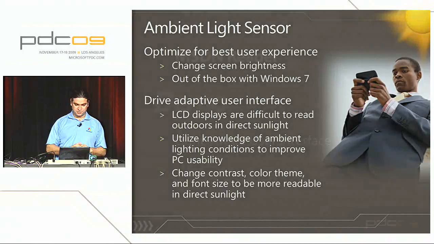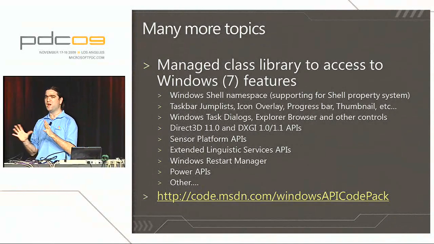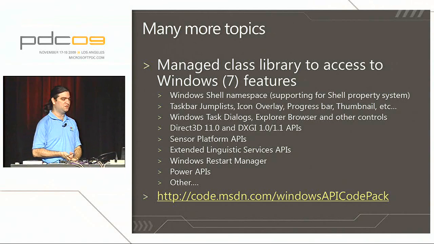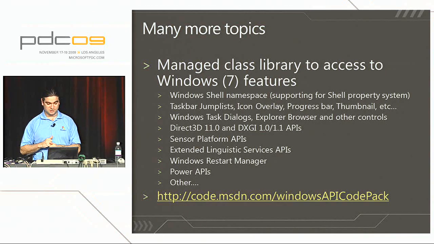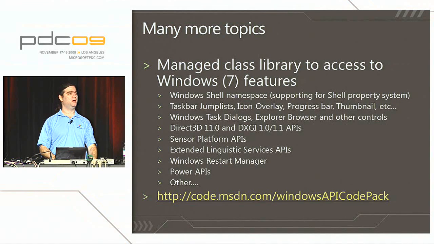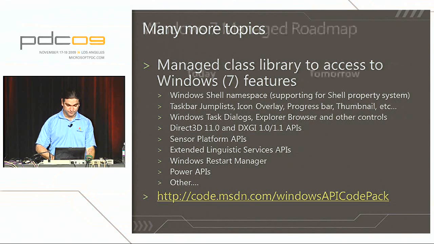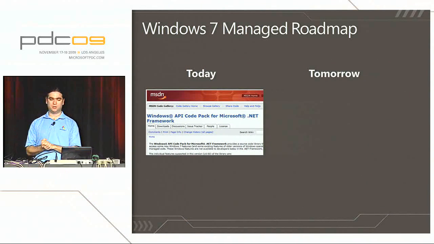We are short on time, so let's just get to the end. We didn't cover everything, right? We covered only a few samples of the shell. We covered a little bit of the taskbar libraries. We've seen some sensors. There's a lot of other things in the API. If you're thinking of writing a managed code application for Windows, please do consider working with the Windows API Code Pack. As far as roadmap, today you have the API Code Pack.